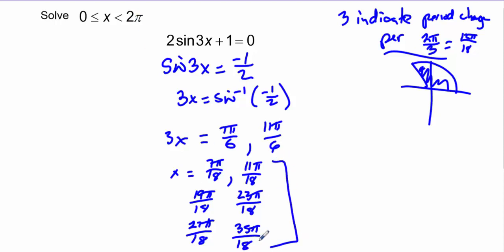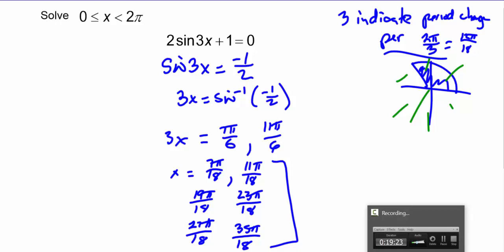So for this problem, I have 6 answers, which kind of makes sense. In my initial explanation, I said it's going to happen twice here, and here's another 2 pi over 3, and here's another 2 pi over 3. So there's my 6 answers within the unit circle.